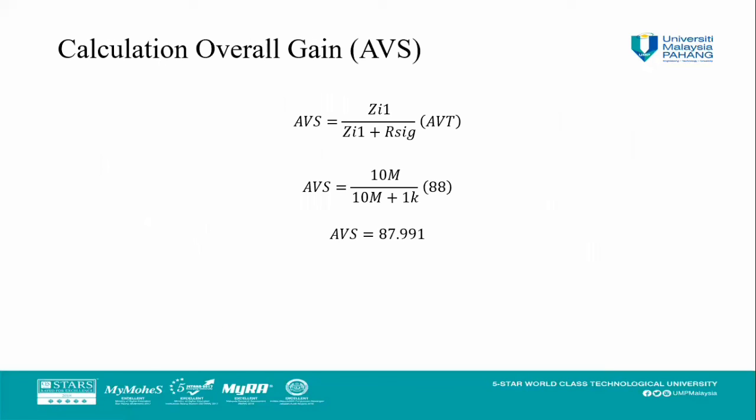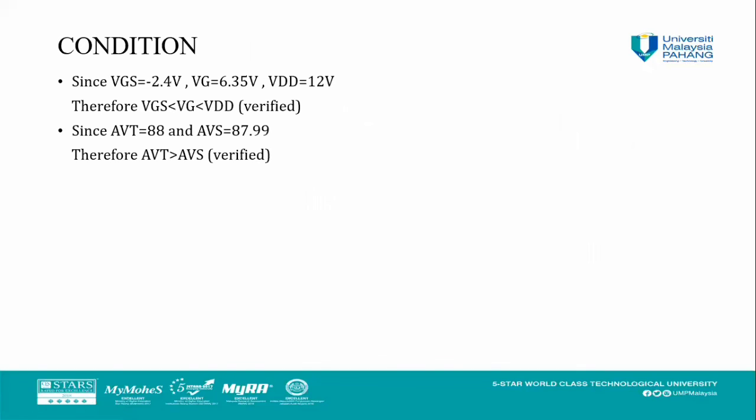Next, calculation of AVS. AVS is Z in 1 over Z in 1 plus R6 times AVT, and we substitute all the values that we got before, and the AVS is 87.991. Since this matches our earlier calculations, we verify all of this.